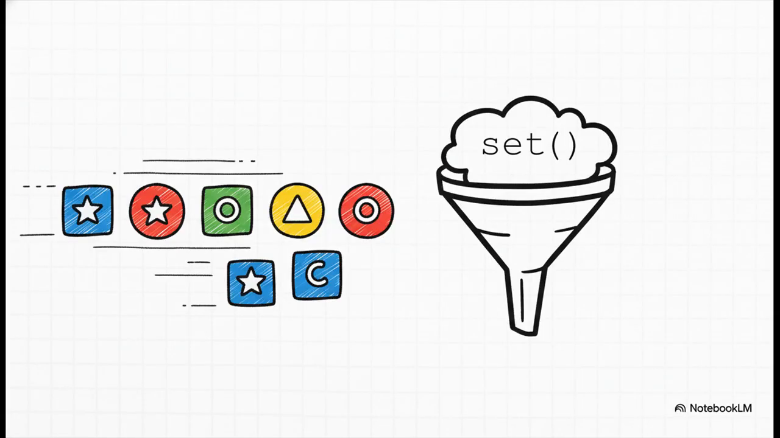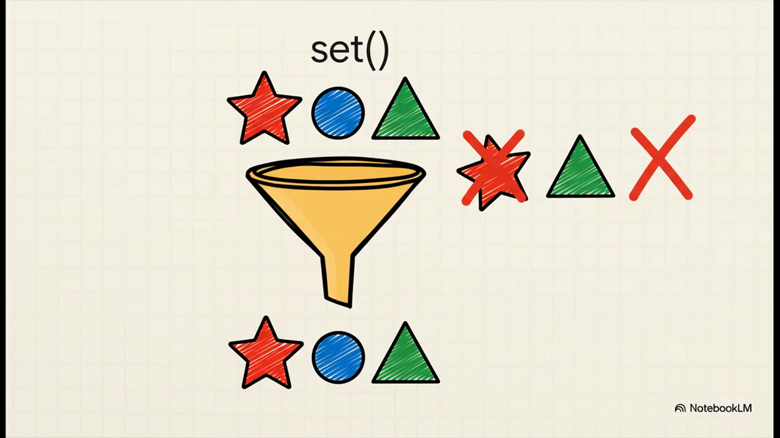Here, we've got a regular list with a bunch of duplicate numbers. To clean this up, we just pass the list to the set constructor. That's it. The magic happens all on its own. And would you look at that output? The result is a set containing only the unique numbers from our list, 1, 2, 3, 4. All those duplicates? Gone. We didn't have to write any loops or complex logic. This is, hands down, one of the most efficient ways to deduplicate data in Python.